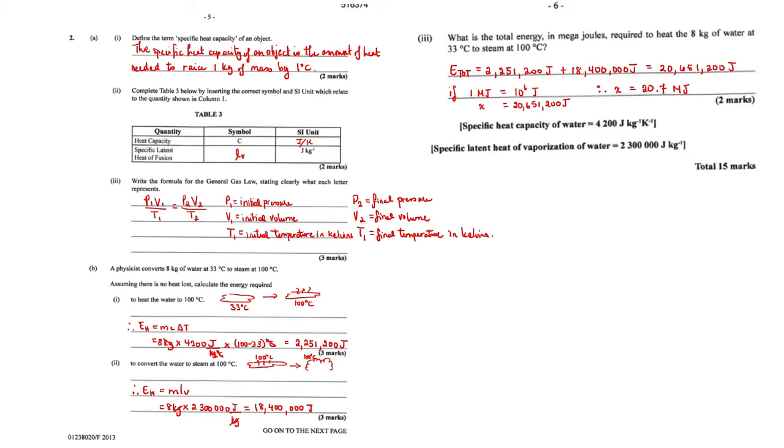Now, a physicist converts 8 kilograms of water at 33 degrees Celsius to steam at 100 degrees Celsius. Assuming there is no heat loss, calculate the energy required. And what I like to do is do these little drawings so it keeps me on track. And I see we went from 33 degrees to 100 degrees Celsius, and that was it. They didn't say that it went to steam, so we know we stop right there. So there's no latent heat.